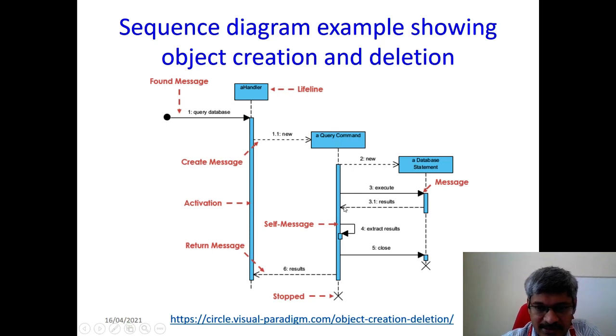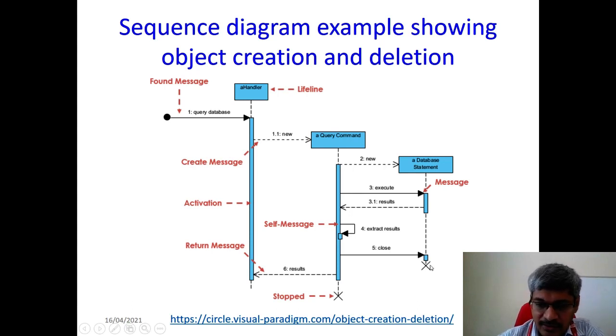Okay, so the query command receives the results. Then it can extract all the results. This is a message to its own object. So the object is sending the message to itself, a self message. Okay, so it will try to extract the results. Once it has extracted the results, it can send this close message to the database statement object that will destroy the object. Okay, so the object is being deleted here.